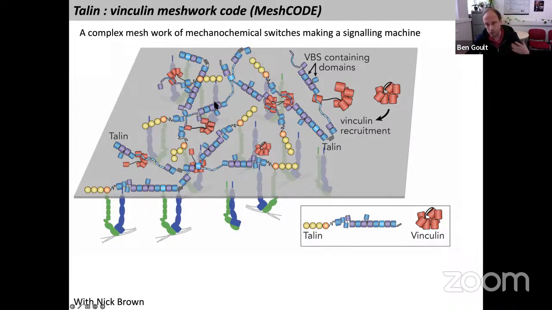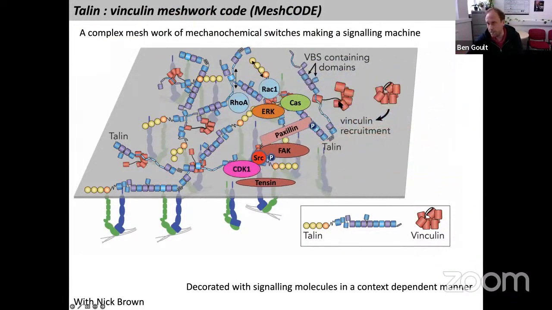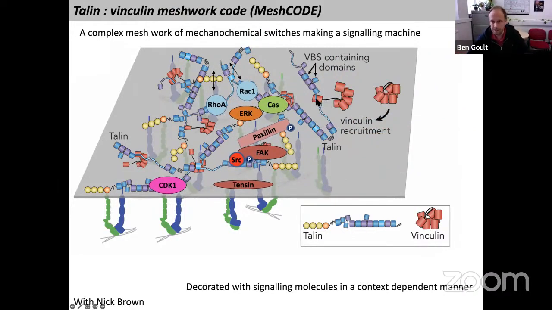But then as a function of all of the inputs, when this cell reaches mechanical homeostasis, there'll be a certain pattern of these switches, which are then decorated with signaling molecules in a context-dependent manner, depending which binding sites are accessible and available, to give rise to very specific signaling complexes. And that's the idea we're trying to develop and trying to prove.